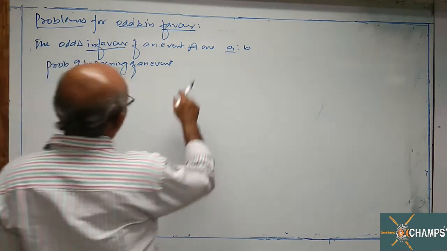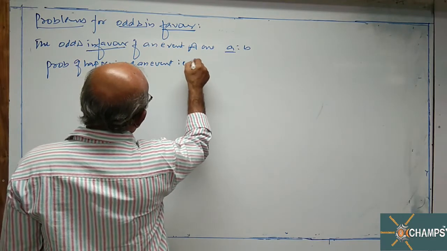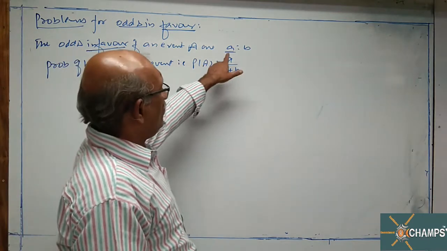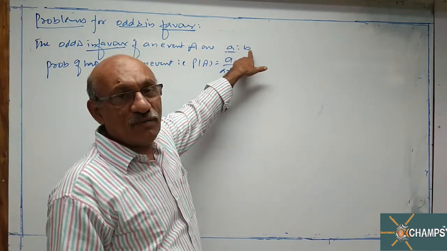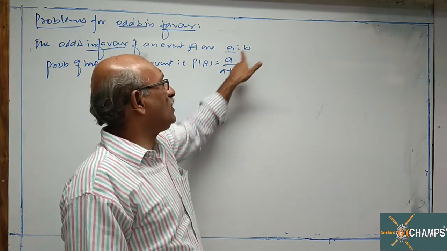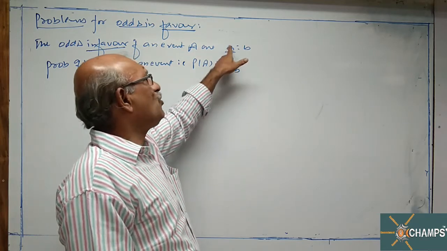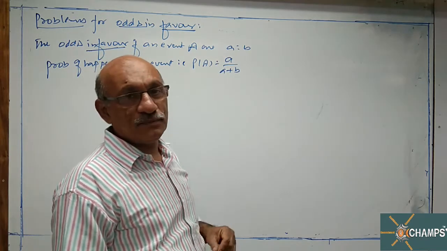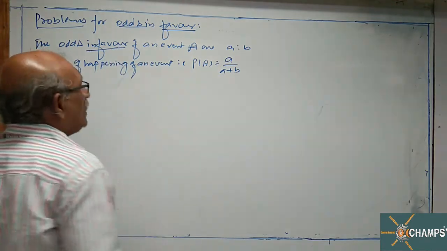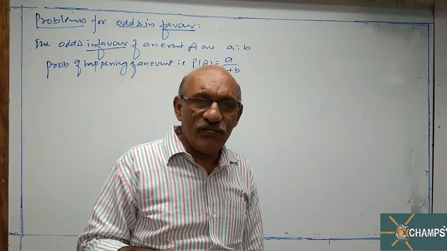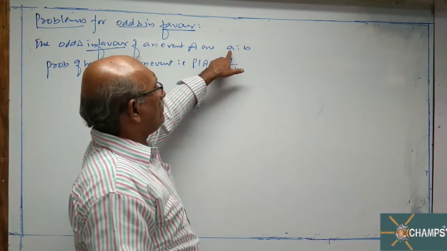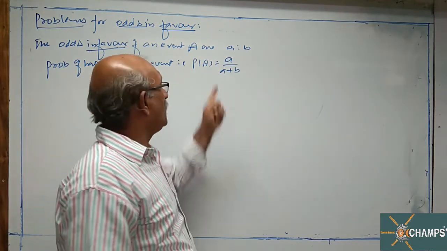Probability of happening of an event, that is P of A, is equal to A divided by A plus B. Cases favorable plus cases not favorable is equal to total number of cases. So the denominator is the sum of these two values, and in the numerator it is A, the first value, because A cases are supporting the happening of an event. So this way I write.